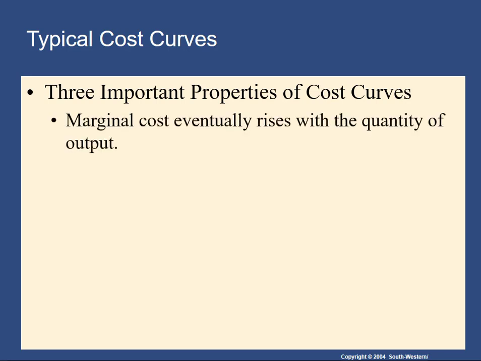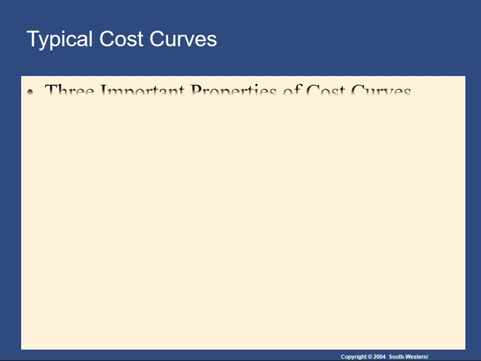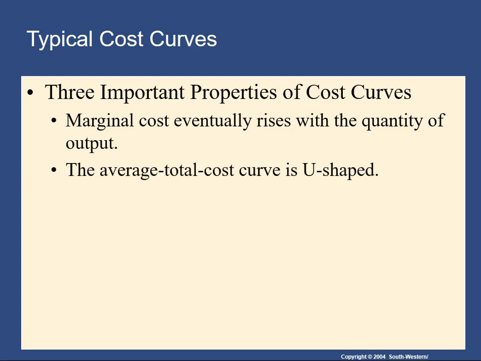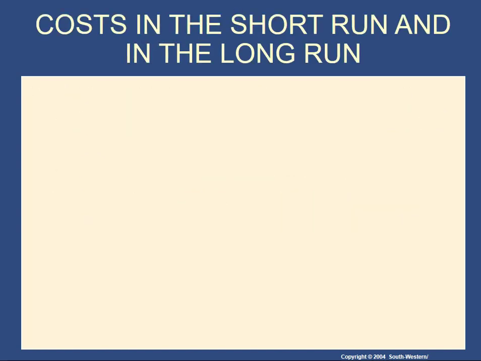Three important properties of cost curves. Marginal costs always eventually rise with the quantity of output because of diminishing returns and diminishing marginal productivity. So I'll just click back to the last graph, and you can see here marginal cost declines, but then eventually diminishing marginal productivity or diminishing returns kicks in, and from that point on, marginal costs just increase. And the average total cost curve is U-shaped, and the marginal cost curve crosses the average total cost at the minimum of average total cost, what we call the efficient scale. So those are important points to remember.